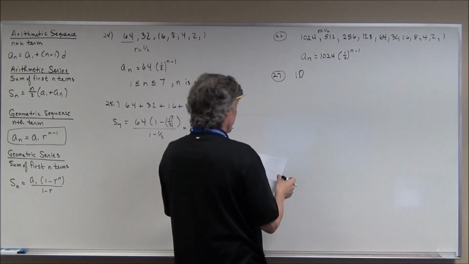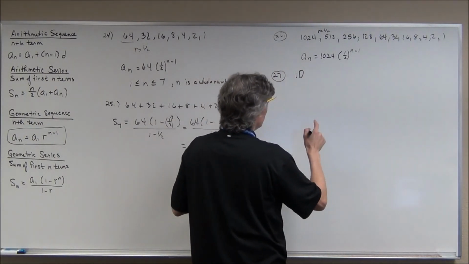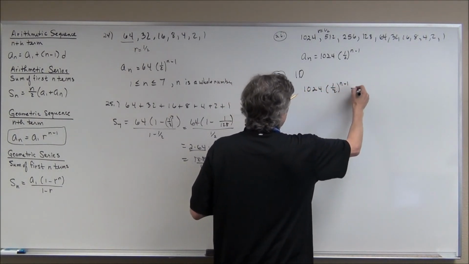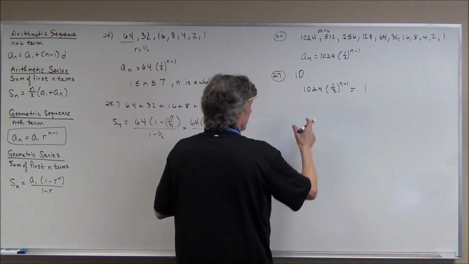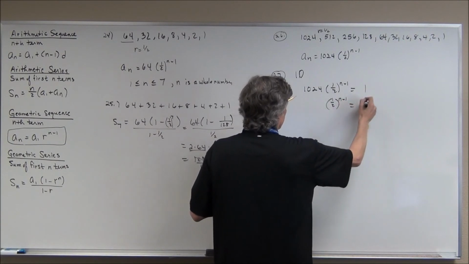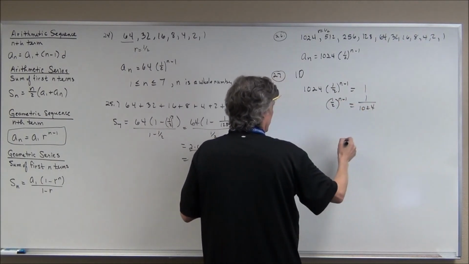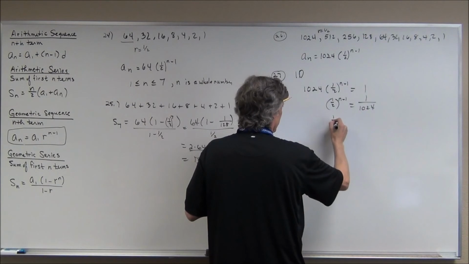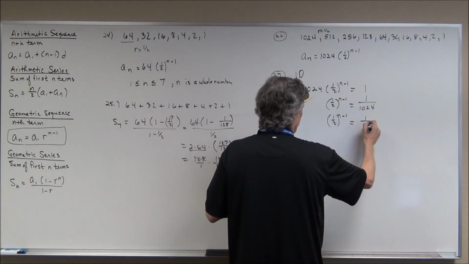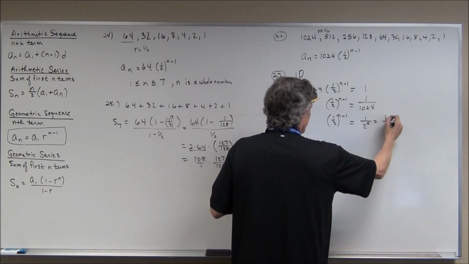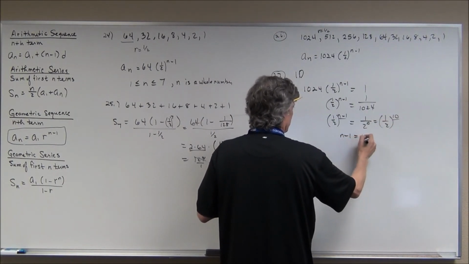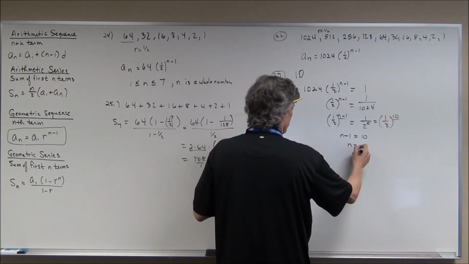So let's see what happens here. If I was to set 1,024 times 1/2 to the n minus 1 equal to 1, I divide both sides by 1,024. I'm just kind of messing with this one now. Now let's see, I'm going to get 11 again. This is the same as 1 over 2 to the 10th, which is 1/2 to the 10th. So if these bases are the same, then these exponents are equal. So n minus 1 equals 10. So n is equal to 11.